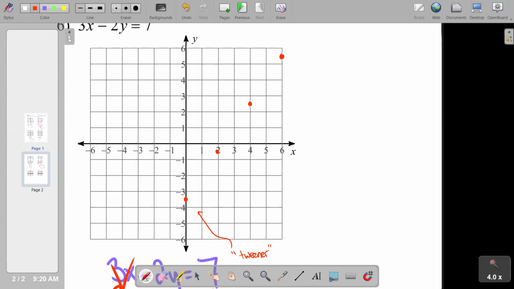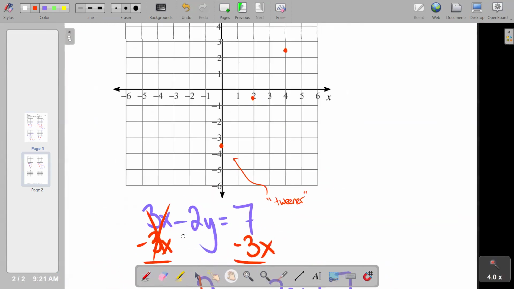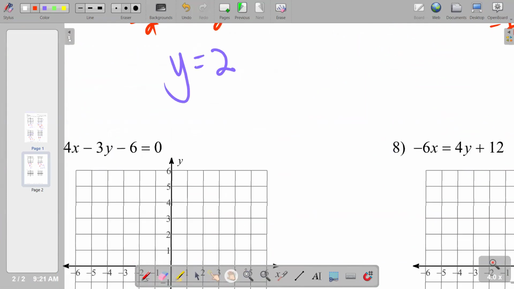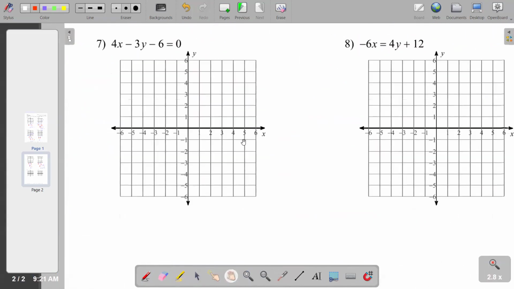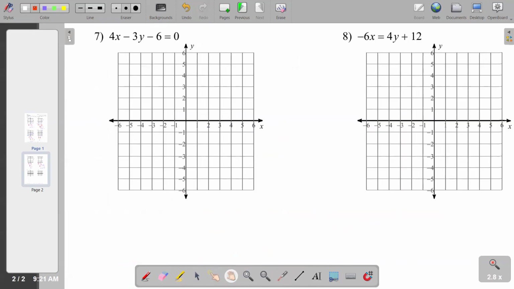Okay, I am not going to graph that line because I know you're just so over this and I want to get done. So you come back at some point and graph that line. Okay, please. Let's head on to number 7. I did this one because what do you notice about this maybe? I'm sorry, we're almost done.